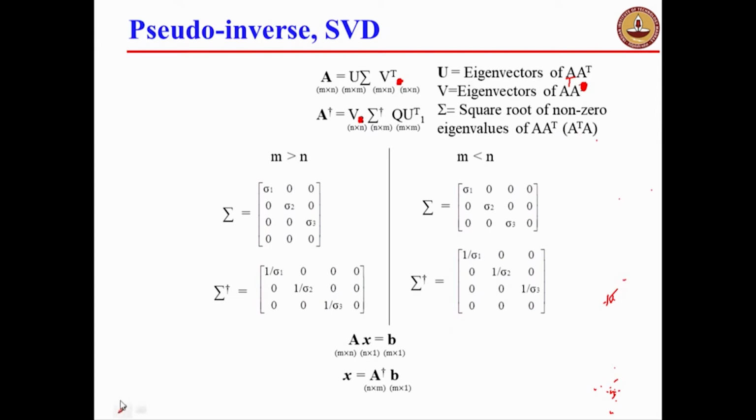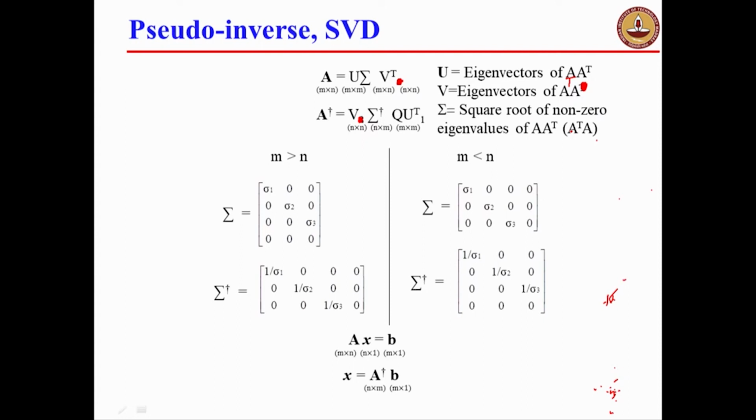So, how does it look? When M is greater than N, sigma is a tall matrix. It has more rows than columns. When M is smaller than N, sigma is a fat matrix. It has more columns than rows, and these are sigma 1, sigma 2, sigma 3 and so on. I have given it to you for a very simple illustration. They are the square root of the non-zero eigenvalues of AA transpose or A transpose A.